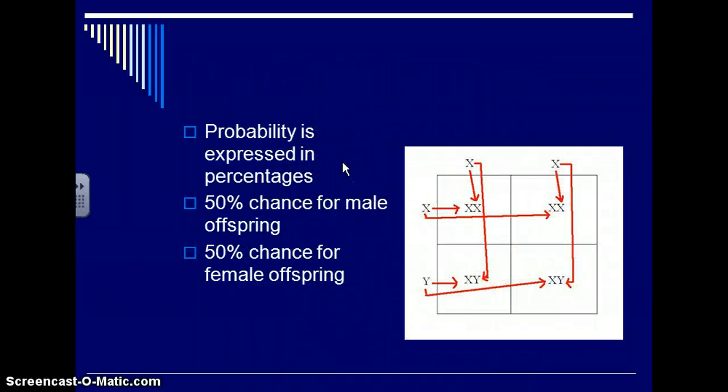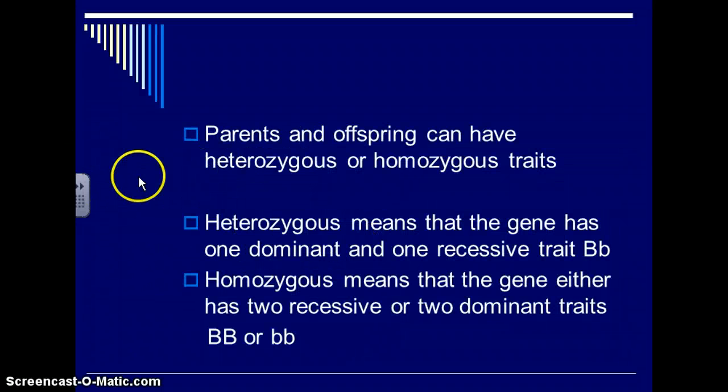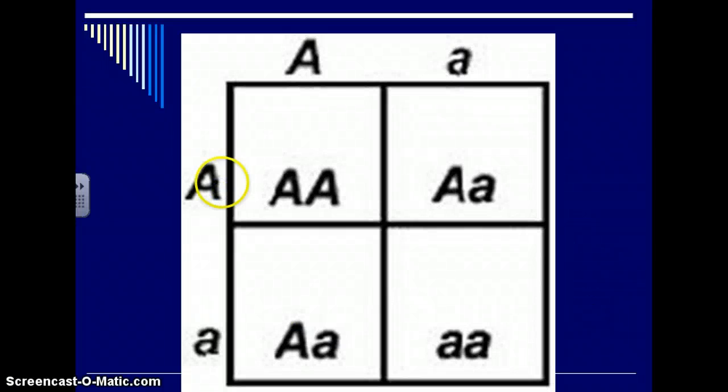Probability for our purposes is expressed in percentages. So as I just explained, the chance for male offspring is 50%, and the chance for female offspring is 50%. Parents and offspring can have either heterozygous or homozygous traits. Heterozygous means that the gene has one dominant and one recessive trait. So for instance, a capital letter and a lowercase letter. Where homozygous means that the gene either has 2 recessive or 2 dominant traits. So 2 capital letters or 2 lowercase letters.